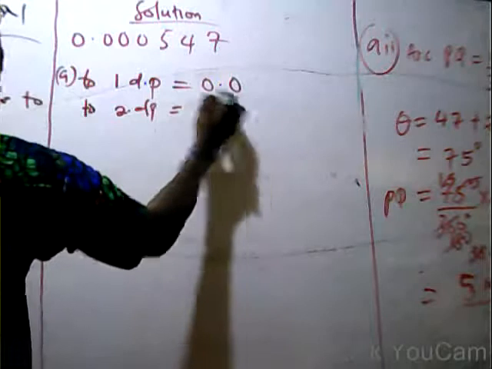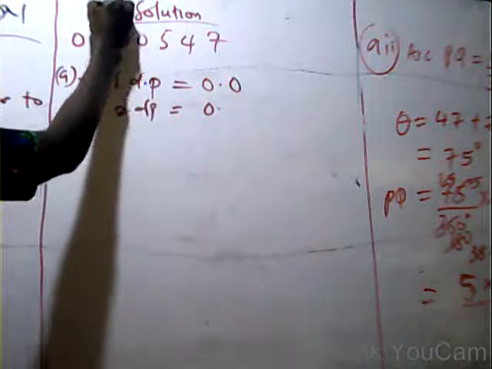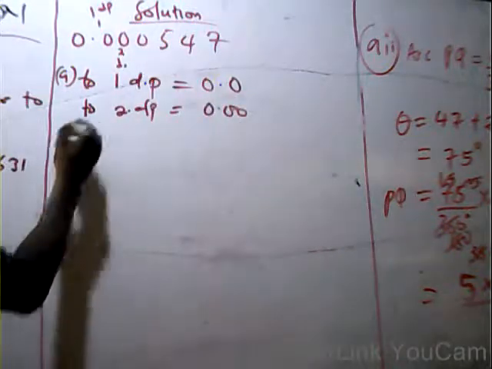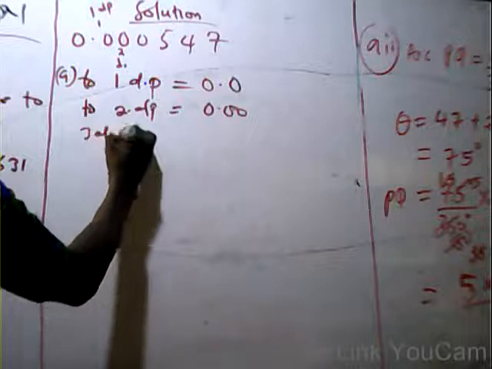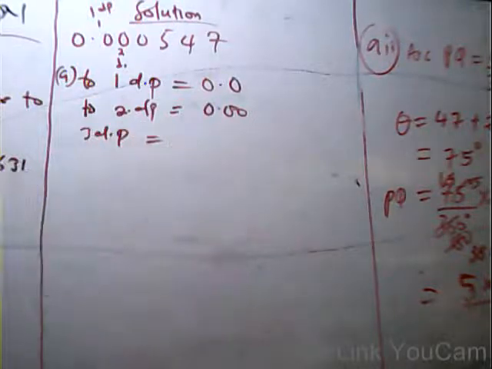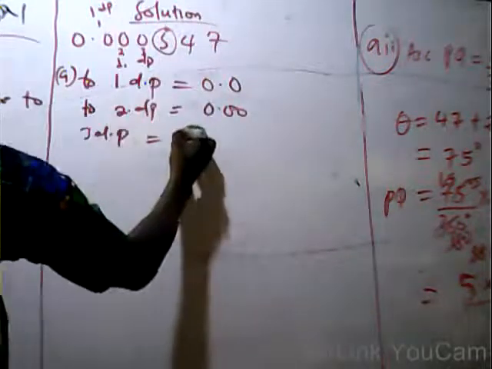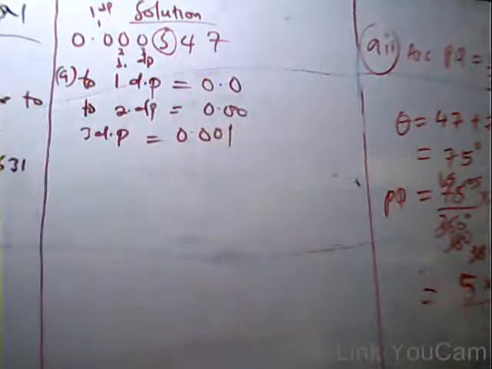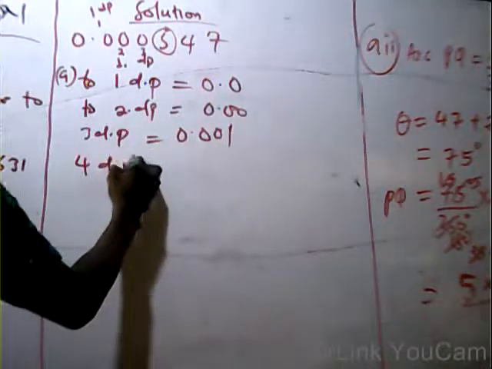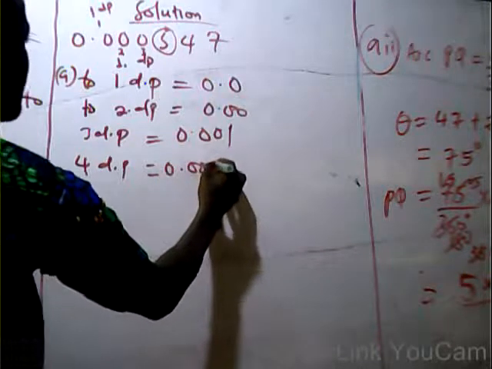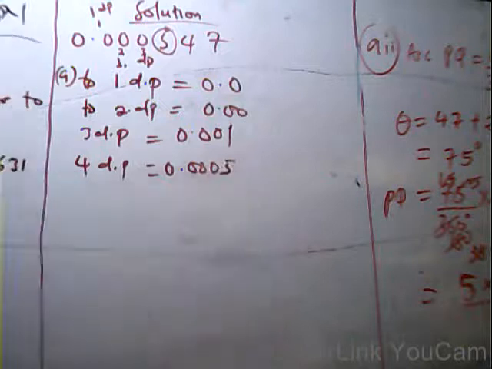that should be 0. You see, this is 1 dp, 2 dp, 0, 0. Are you getting it? To 3 decimal places, we have 3 decimal places here. Now, after this 3, the number that follows is 5. You add up that 5, you add it to this, so you have 0.001. When you continue like that, to 4 decimal places, we have 0.00005.